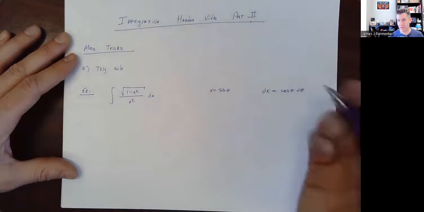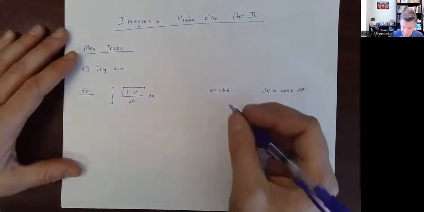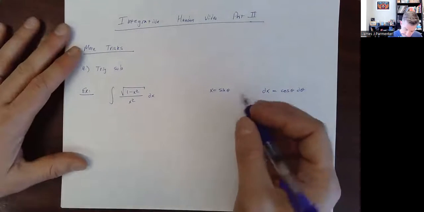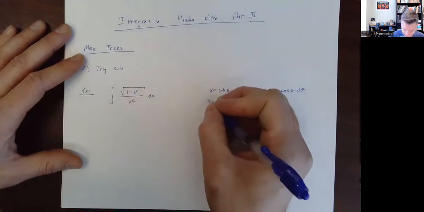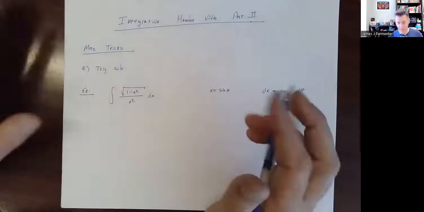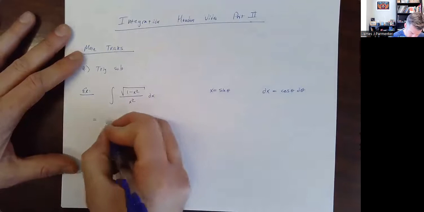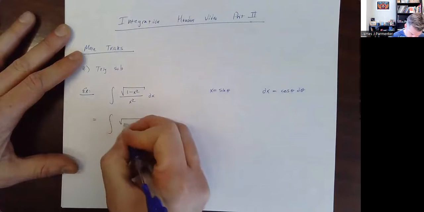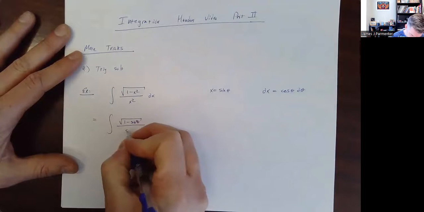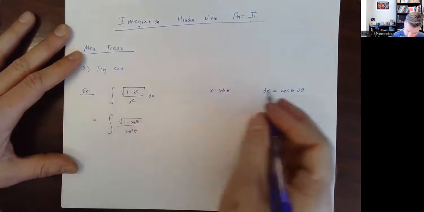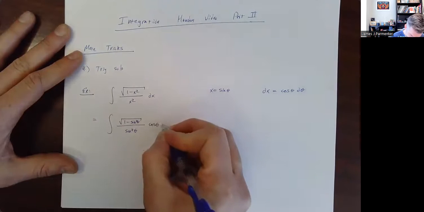I know in the handout they use u. I prefer to use theta because it's the usual angle name. And then I also want to write down the trig identity. So you can do this one of two ways. I'm going to do it this way first. So I'm going to rewrite this integral as the integral of the square root of 1 minus sine squared theta all over sine squared theta, and then dx is cosine theta d theta.